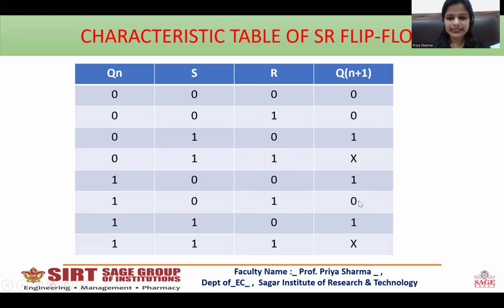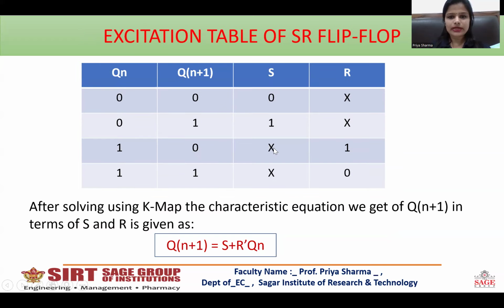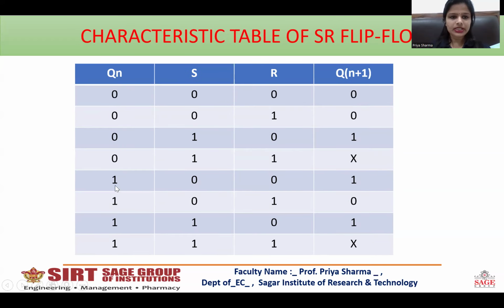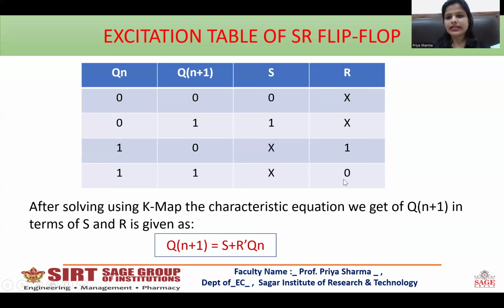So we will consider this case and this case. In these two cases, S changes from 0 to 1 and R remains 1. So S will be don't care and R will be 1. In the 1 1 condition, Qn is 1 and Qn plus 1 is also 1. This is this condition, and this is the condition. S changes and R remains 0. So S changes, that means it is taken as don't care, and R remains 0. So this is how we can make the excitation table using the characteristic table.